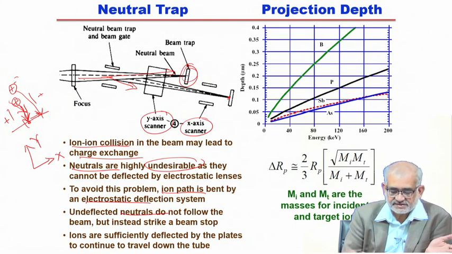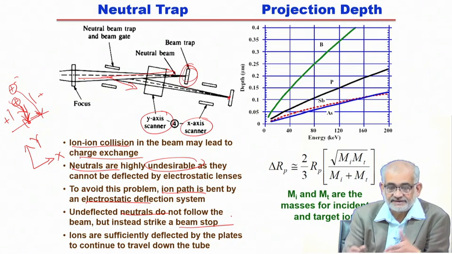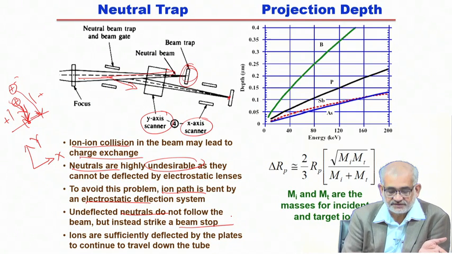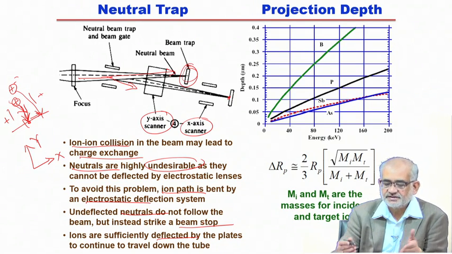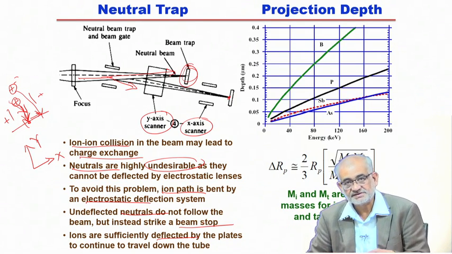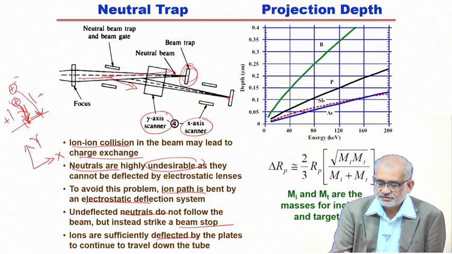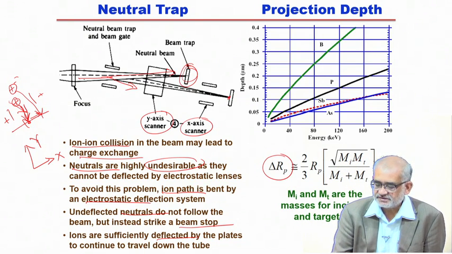So the neutrals, as I told you, are led to the beam stop and they are not a part of the implantation process. And the deflection by these electrostatic lenses is sufficient to make them incident on the spot you want. So this is the straggle, which depends both on the mass of the incident and the target ions.